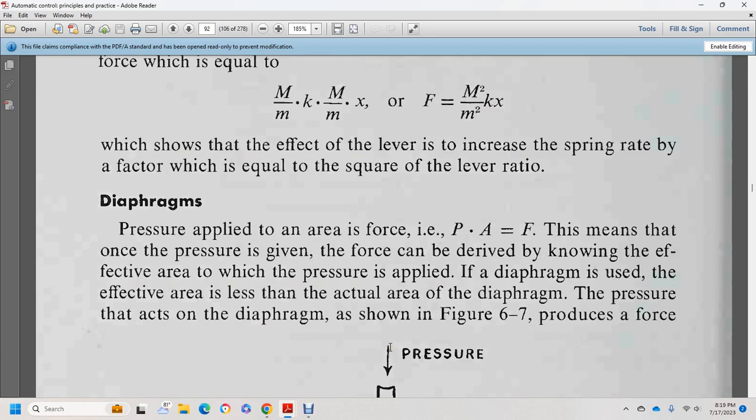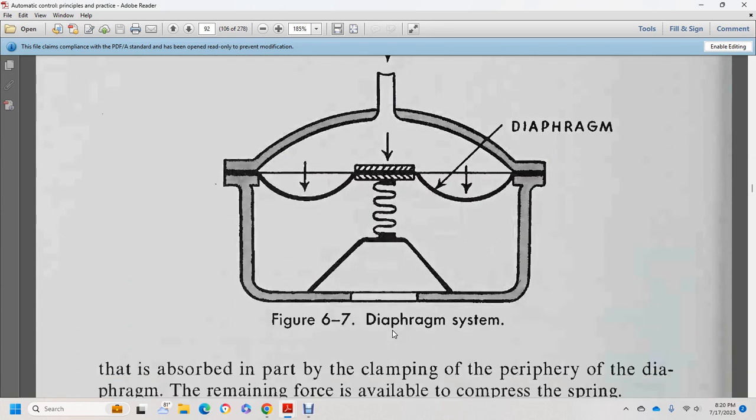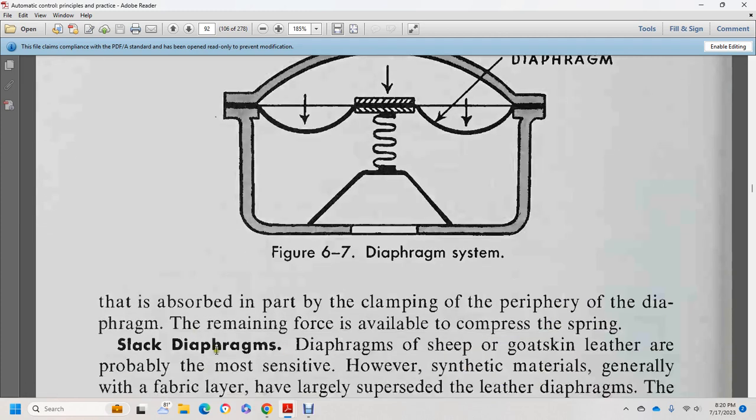Now for diaphragms. Pressure applied over an area produces a force, P times A equals F. The force is derived from the effect of the air pressure applied to the diaphragm, acting on the actual area of the diaphragm, as shown in figure 6.7. The pressure produces a force on the diaphragm system. Part of this is absorbed by the clamping of the periphery of the diaphragm, and the remaining force acts against the spring with the slack diaphragm.